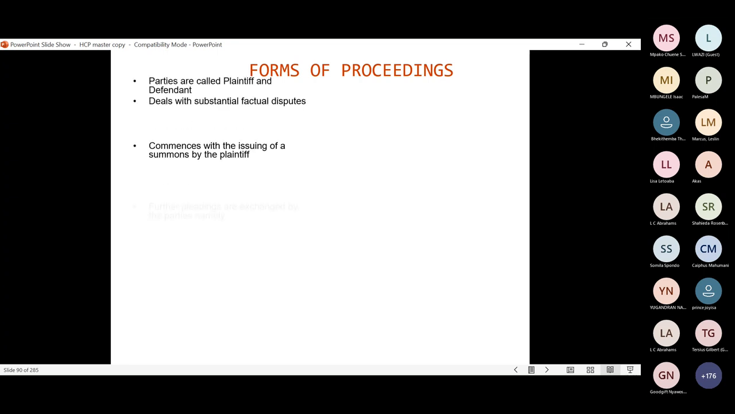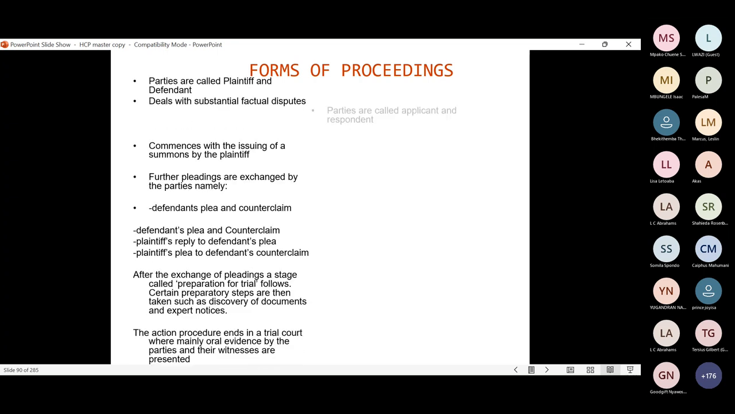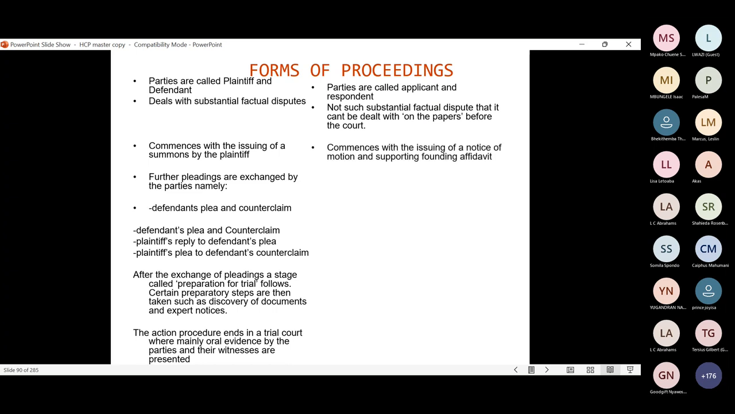Right, so the differences, this is in your notes, this table. First of all, what the parties are called. In an action procedure where the parties are called plaintiff and defendant, you deal with substantial factual disputes, right? In an application, because it is decided on the papers, the factual dispute is not so substantial that you have to now call witnesses, because you can decide it on the papers before the court, right? An action commences with the issuing of a summons by the plaintiff, and an application commences with the issuing of a notice of motion and the supporting founding affidavit.